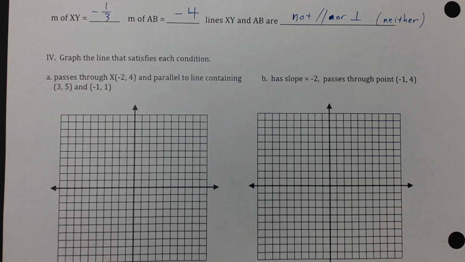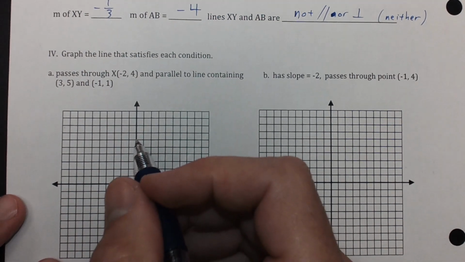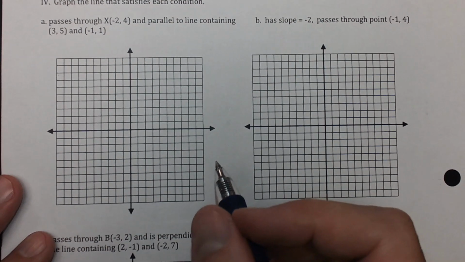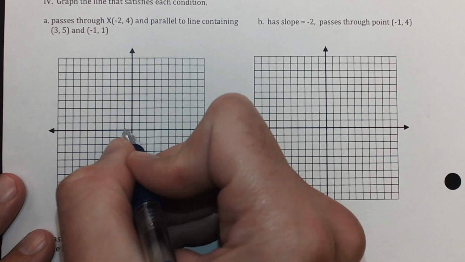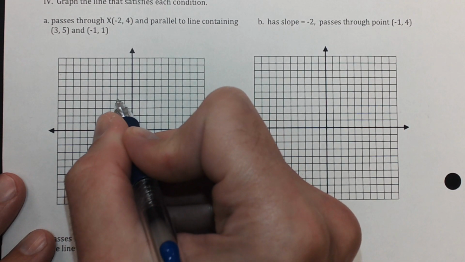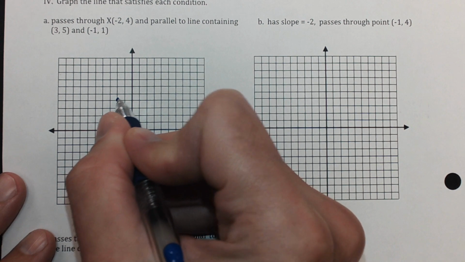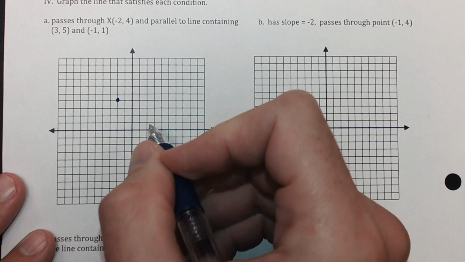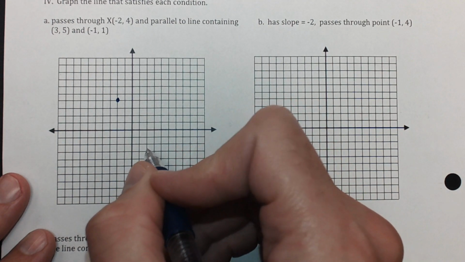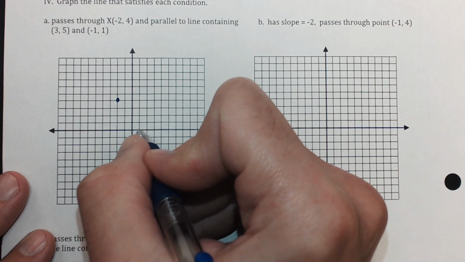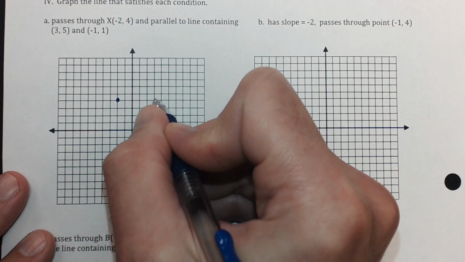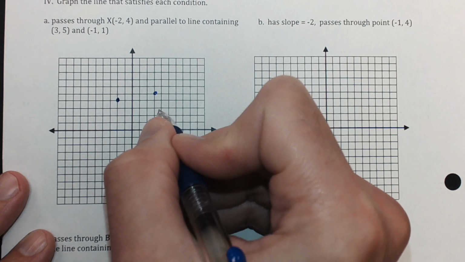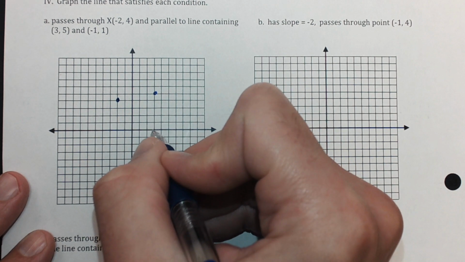Okay, so graph the line that satisfies these conditions. You may need a straight edge for some of these, so I'm going to get out my straight edge right now and keep it handy for when I need it. There's going to be a line that passes through this point x. X is at -2, 4, so I'm going to plot that. 1, 2, 1, 2, 3, 4. And I don't really know where to label it just yet, so I'm going to hold off on labeling that x because I don't want it to be in the way. And then I need it to be parallel to a line containing these 2 points. 3, 5, and also -1, +1.